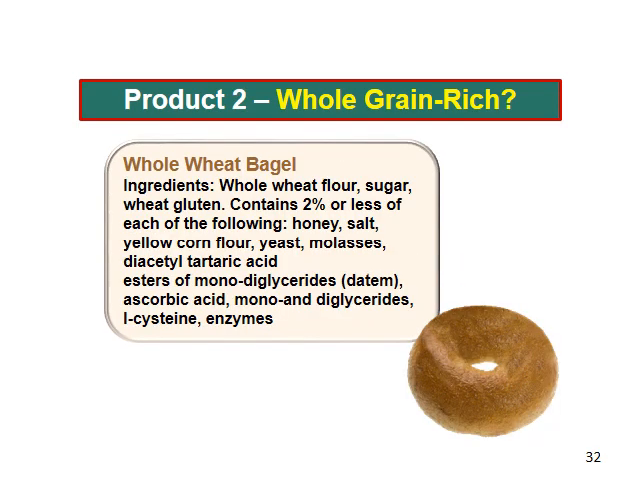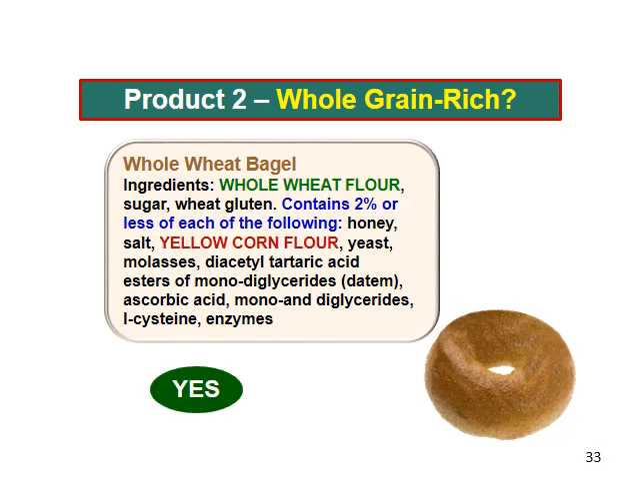Does the whole wheat bagel meet the whole grain rich criteria? Yes, this product is whole grain rich. Whole wheat flour is the first and only grain ingredient. This product contains only one non-creditable grain, yellow corn flour, listed after the statement contains 2% or less of, and therefore complies with the non-creditable grains limit.